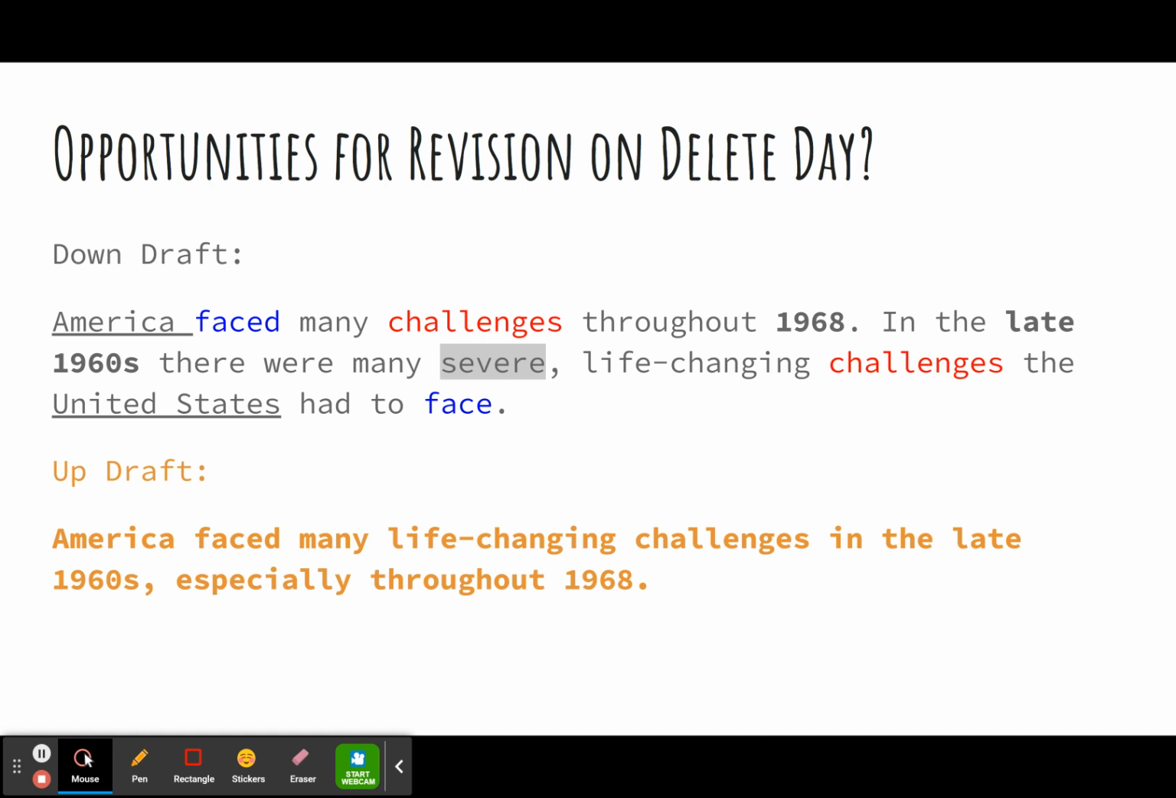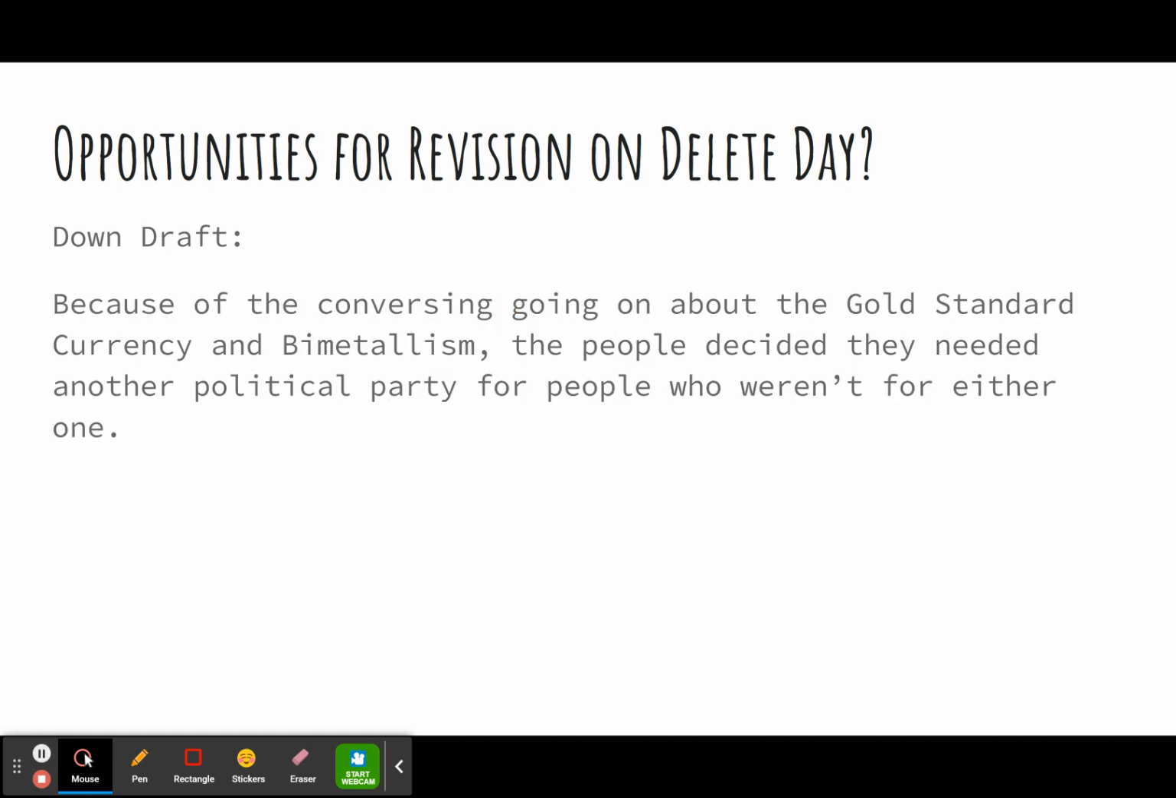So severe is kind of implied by a challenge. I mean, you could say that it's like a really difficult challenge, and severe is a good word for that. But maybe you unpack that later in your paper so that this sentence does the kind of work you want it to do. So let's look at one more student example.